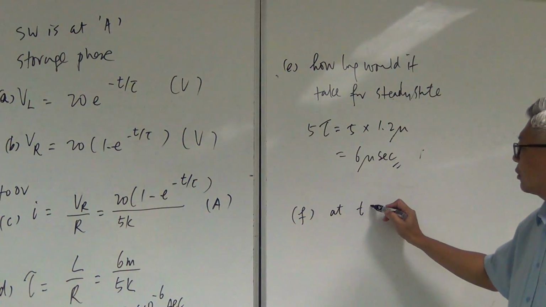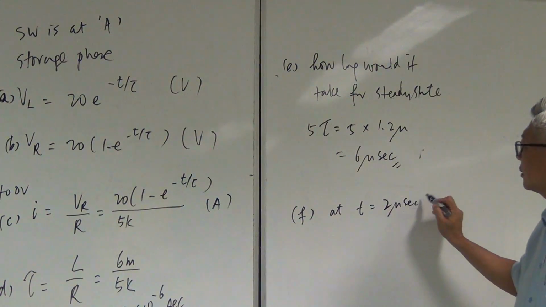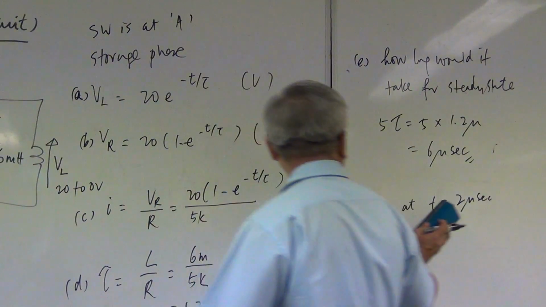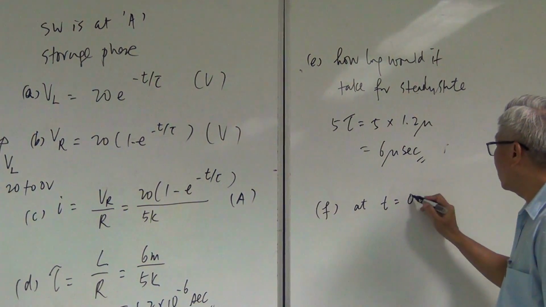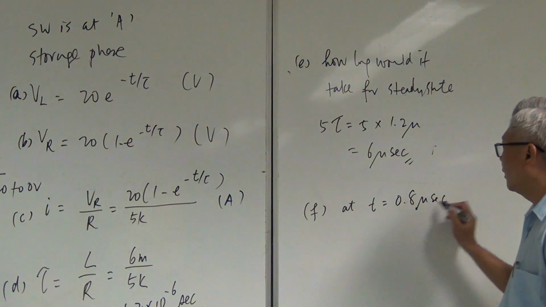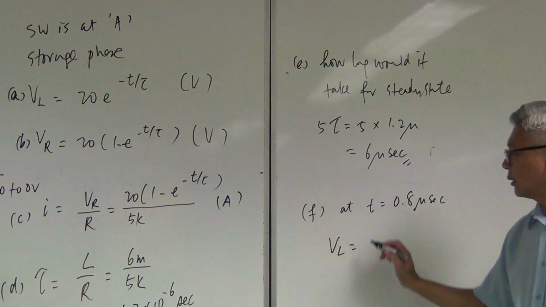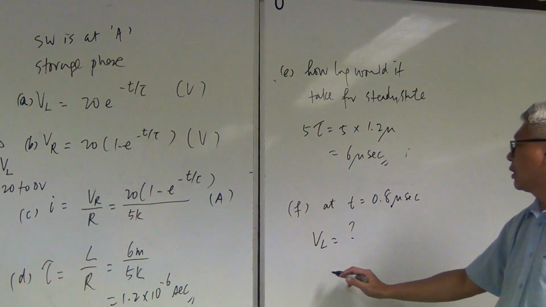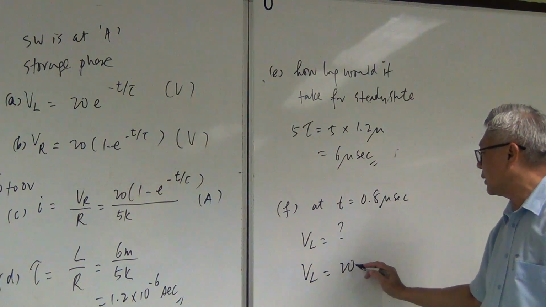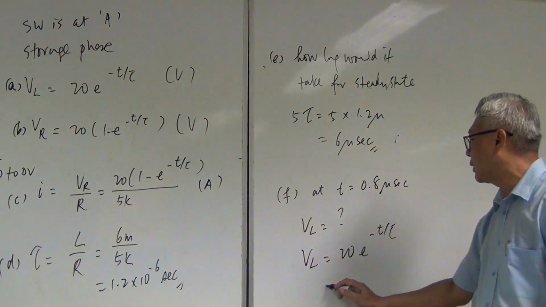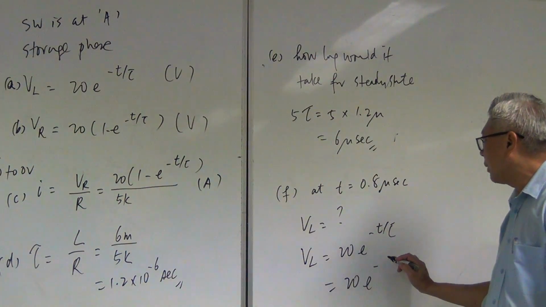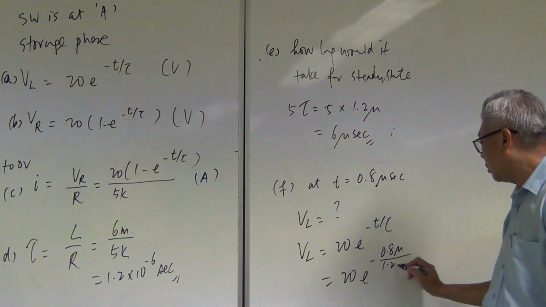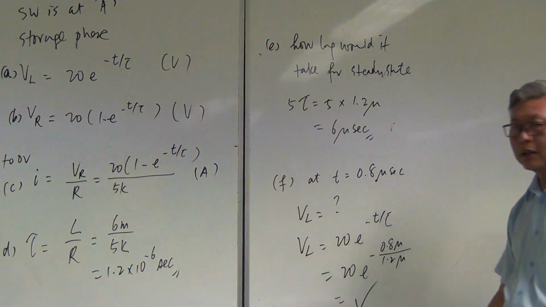Right, part F. At t is equal to 0.8 microsecond, find VL. Can you do that? Of course, substitute the time into the expression. VL is equal to 20 e^(-t/time constant). So substitute 20 e^(-0.8 micro / time constant). Time constant is 1.2 micro. So I can get the answer.